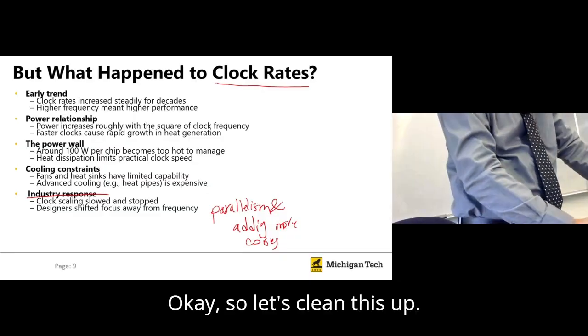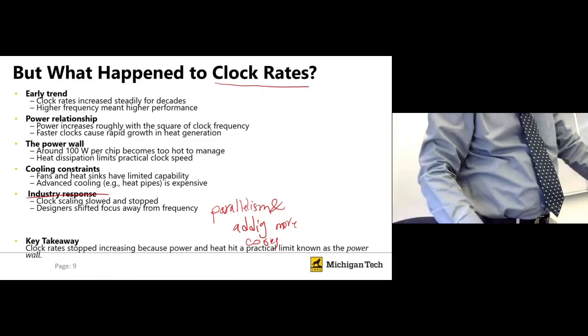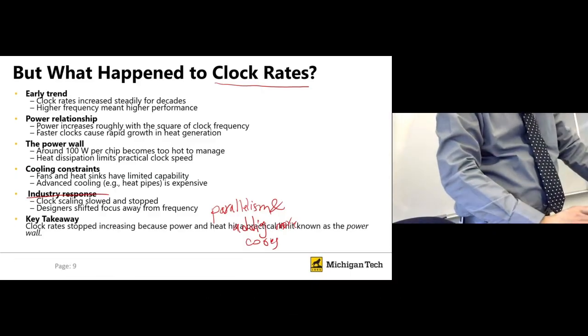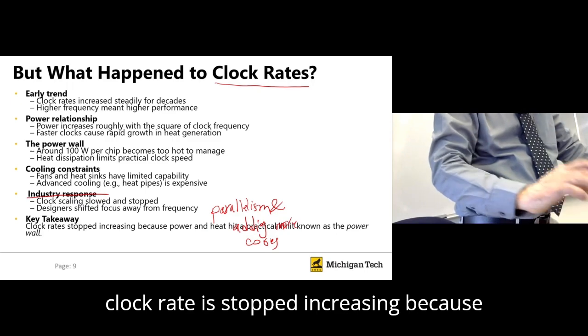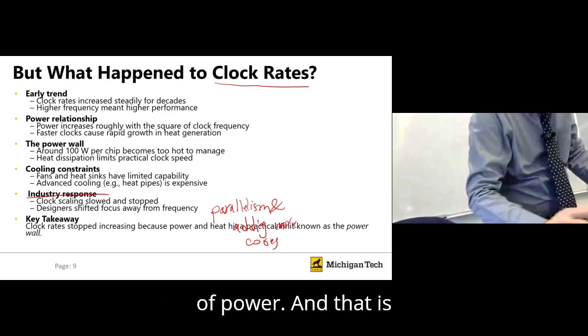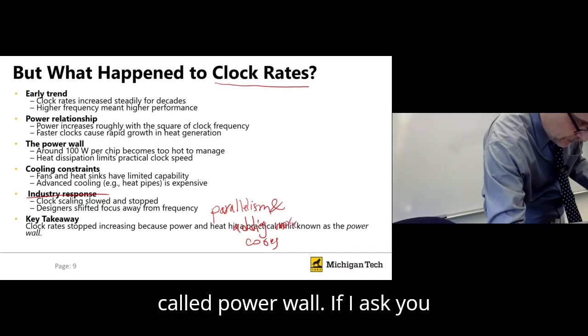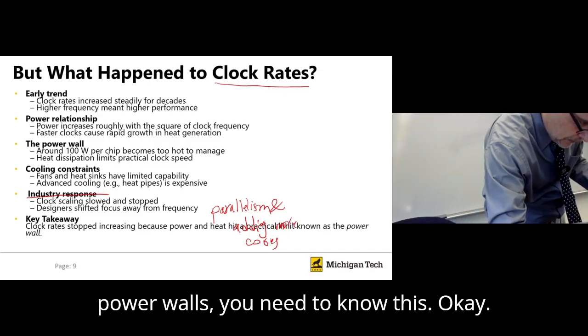Okay, so let's clean this up. The takeaway is that clock rate stopped increasing because of power, and that is called the power wall. If I ask you about the power wall, you need to know this one.